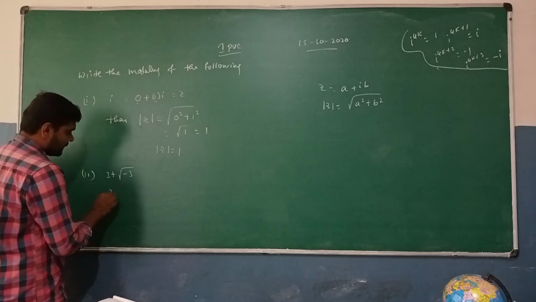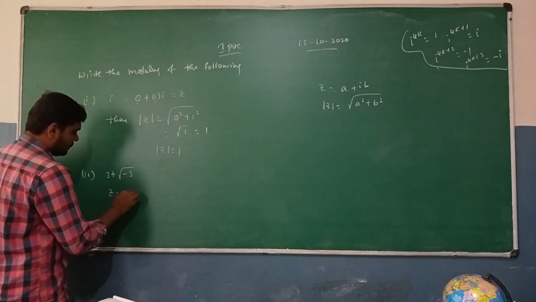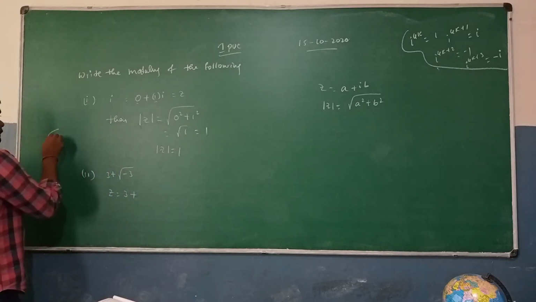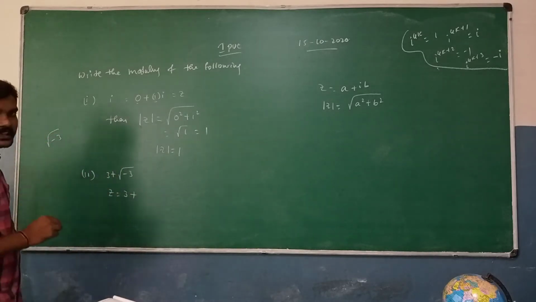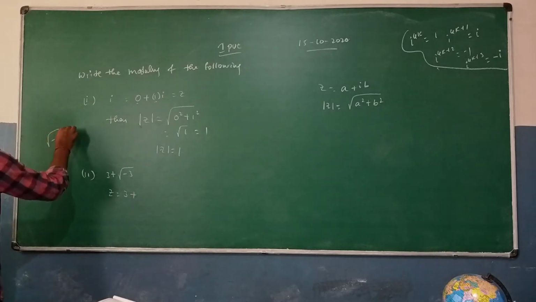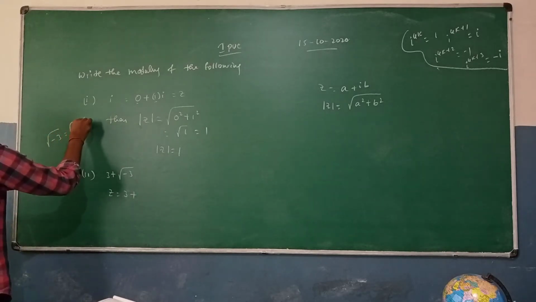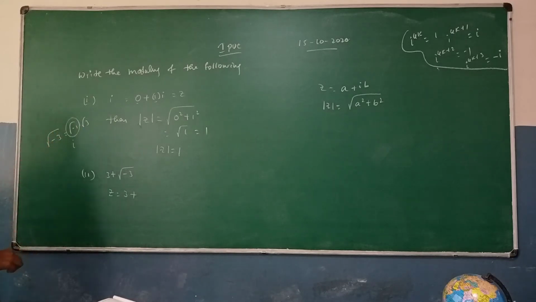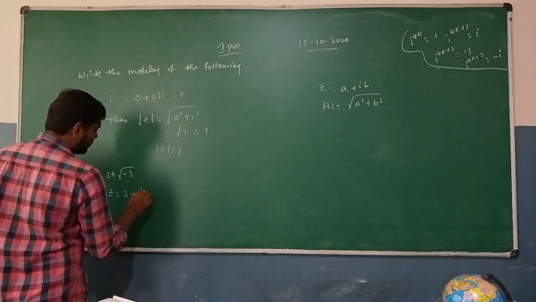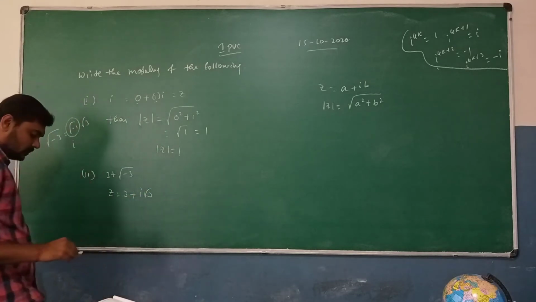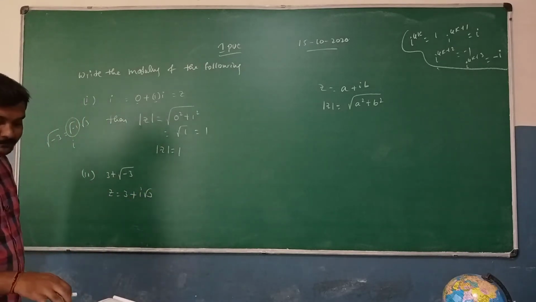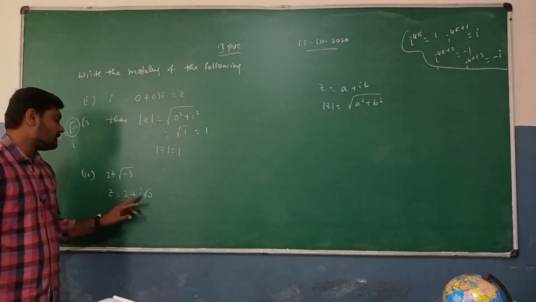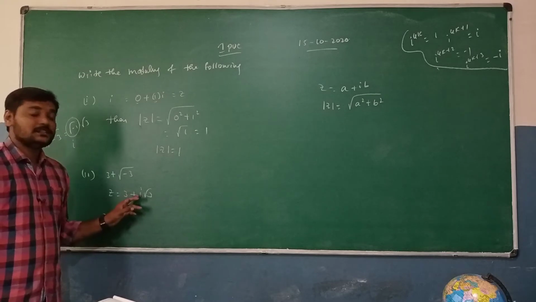That's going to be z is equal to 3 plus, look, this root of minus 3 can also be written as root of minus 1 into root 3. Root of minus 1 is i, right? So it can be written as i into root 3. Is it in the form of a complex number? Yes, because z is equal to a plus ib.